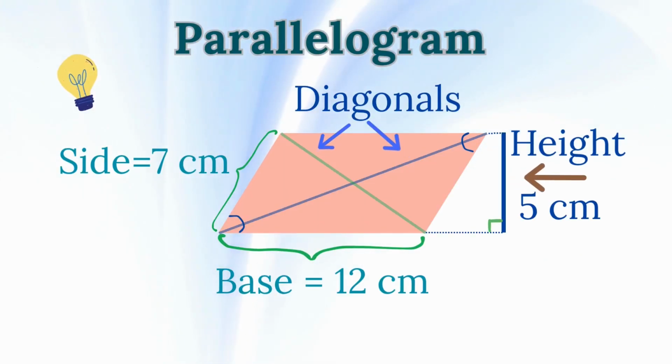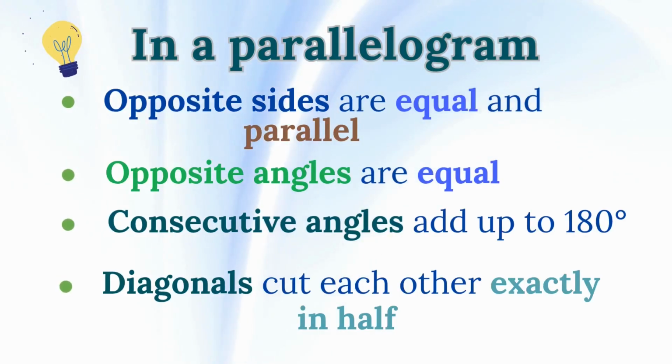Now, let's move to the parallelogram. What is it? A parallelogram is a two-dimensional shape with 4 sides, where both pairs of opposite sides are parallel and equal in length. It looks like a rectangle that's been gently pushed sideways. In a parallelogram, opposite sides are equal and parallel. Opposite angles are equal. Consecutive angles add up to 180 degrees. They're supplementary. And the diagonals cut each other exactly in half. We say they bisect each other.